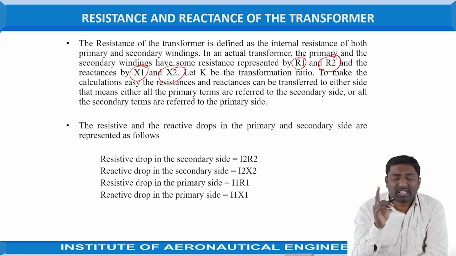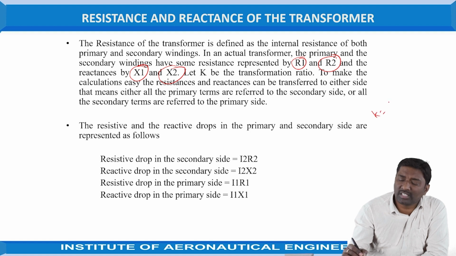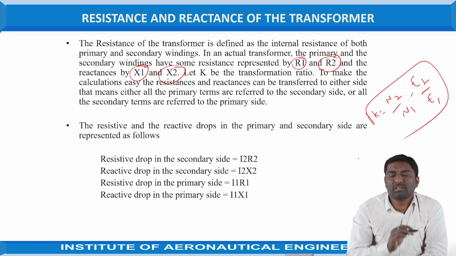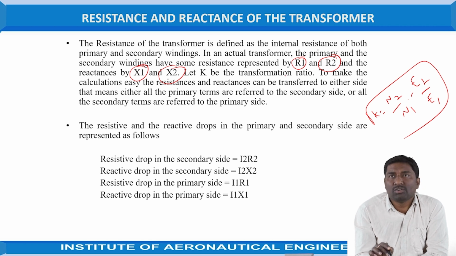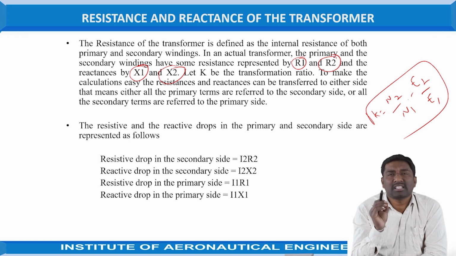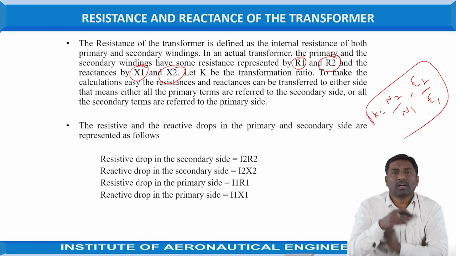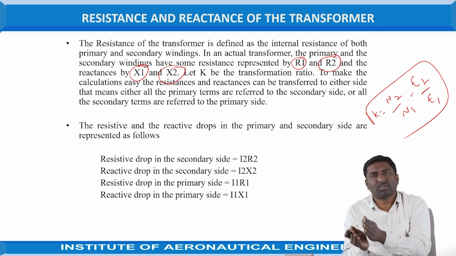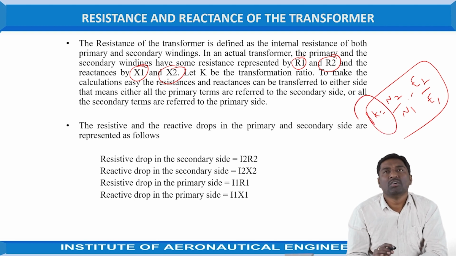So let K be the transformation ratio. What is the transformation ratio? K is equal to N2 by N1 is equal to E2 by E1. According to the principle, we are getting this. To make the calculation easy, the resistances and reactances can be transferred to either the primary side or the secondary side by using this transformation ratio K.